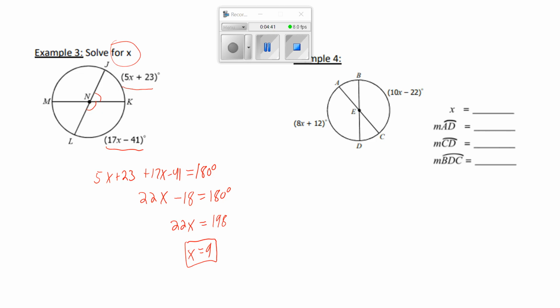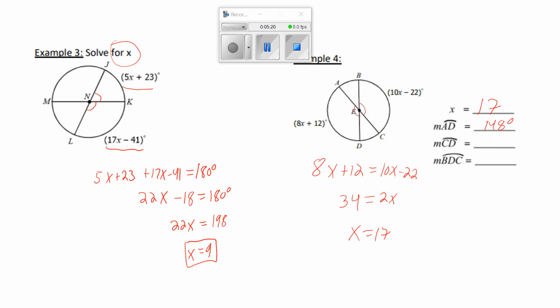Okay, for example 4, these two are equal based on vertical angles. So you got 8x plus 12 equals 10x minus 22, 2x equals 34, so x is 17. So to find arc AD, just plug 17 in for x. So 8 times 17 plus 12 goes to 148 degrees.